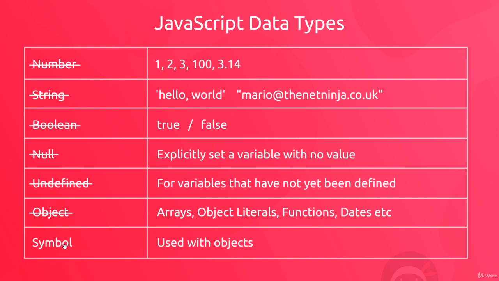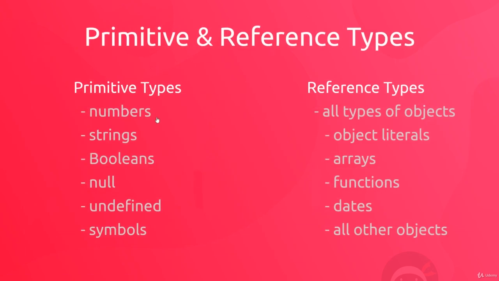Now, I don't want to get too bogged down with this right now, and we will be revisiting it later, but I do want you to understand the basic concepts. So then, what are primitive types and what are reference types? Well, in JavaScript, primitive types are numbers, strings, booleans, null, undefined, and symbols. So that's 6 out of the 7 types in JavaScript that are primitive types.